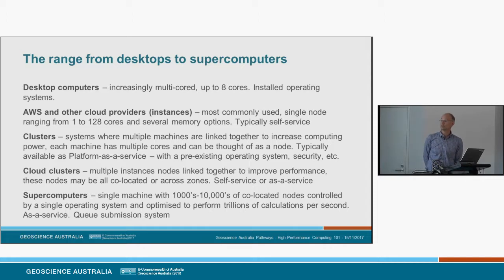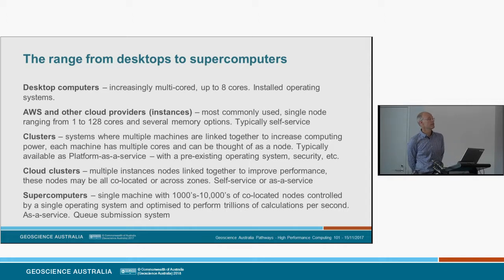Now, when we get to multiple machines, so we want to go beyond 128 cores, or we just like the idea of having multiple machines, we start talking about clusters. GA has a number of different clusters. This is where we link nodes together and they increase the computing power. Typically these will have some sort of operating system on top of them. You can say this is platform as a service. They've got an operating system, security, etc. And so you can actually stick your applications on the cluster if it's set up that way.